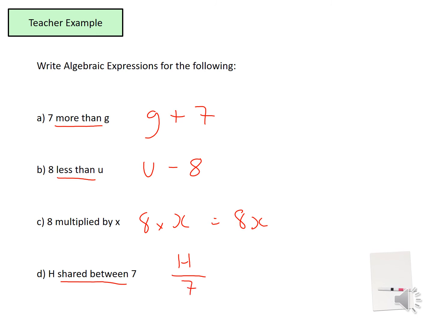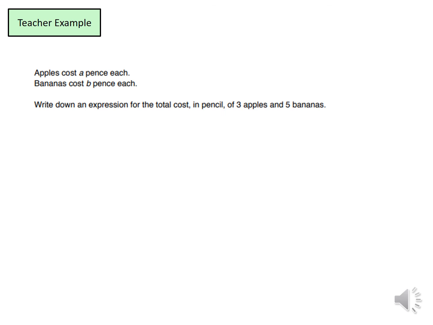Okay, moving on. Apples cost A pence each, bananas cost B pence each. Write down an expression for the total cost in pence of 3 apples and 5 bananas. Now we don't know how much one apple costs or one banana costs. We just know that an apple costs A pence and a banana costs B pence. So if I was to buy 3 apples, I need to do 3 times A, which is 3A.